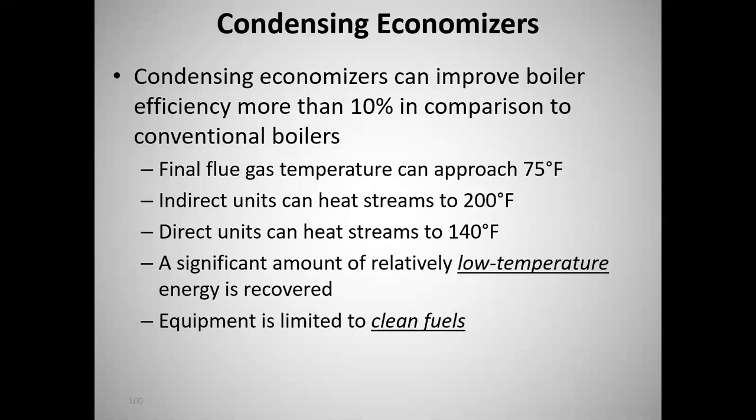Indirect heating units can heat streams to 200. Direct, we'll show the difference here in a minute. Direct condensing economizers can heat streams, fluids, to 140. A significant amount of relatively low temperature energy is recovered. Equipment is limited to fairly clean fuels.